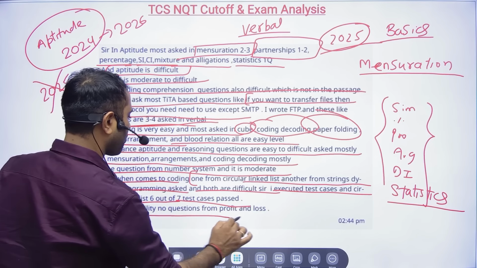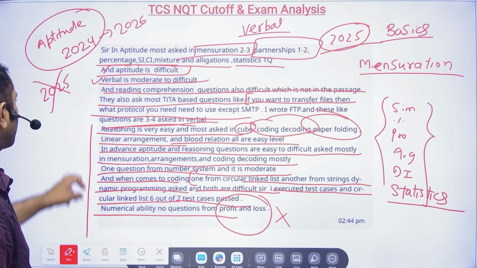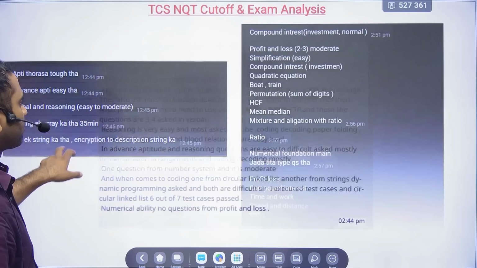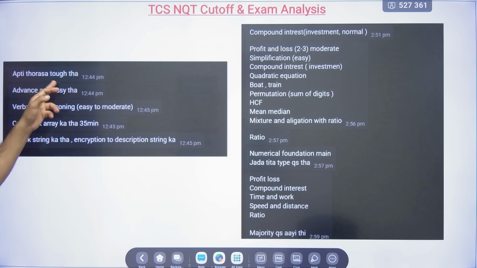Numerical ability, no question from profit and loss. It does not mean tomorrow the questions will not come from profit and loss. Okay, so overall the exam was not easy. So here aptitude was a little bit tough.